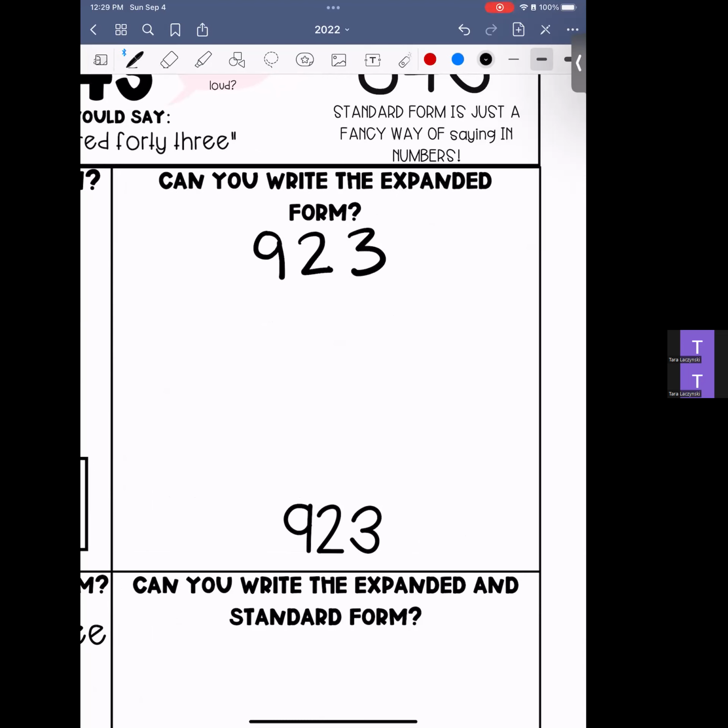923. Again, we're going to pull out the place value of each of our digits by itself, and we want to really focus on where that digit is in the number because that's going to help us come up with our answer. So we have a 9, but the 9 is in the hundreds place. We have a 2, but the 2 is in the tens place. Then finally we have a 3, and the 3 is in the ones place. If we were to expand 923, it would be 900 plus 20 plus 3.